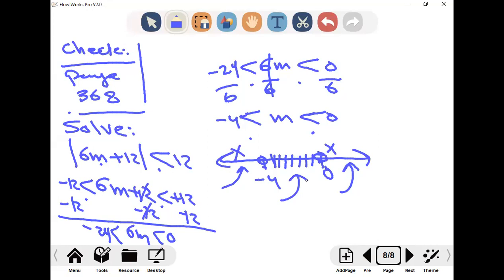Choose a number here. Negative 1. 6 times negative 1 is negative 6, plus 12 is positive 6. Absolute value of positive 6 is positive 6. Is 6 less than 12? Yes. Do you understand this case? So if you have absolute value of a linear expression less than a positive number, just put it between the positive and the negative, then solve it. It is an 'and' inequality. Okay?